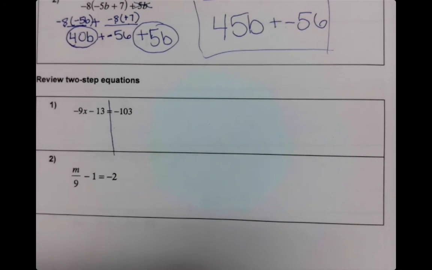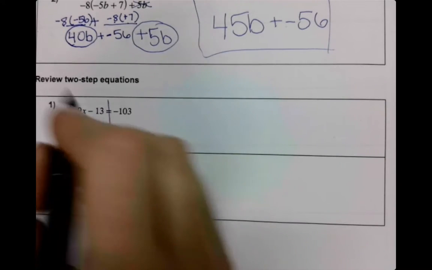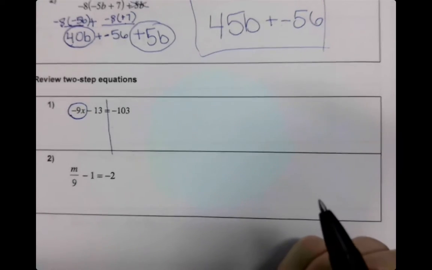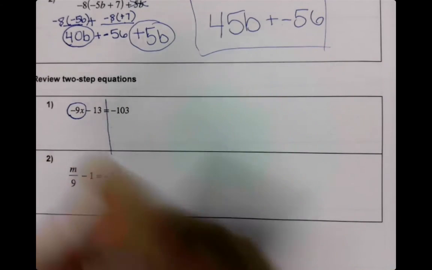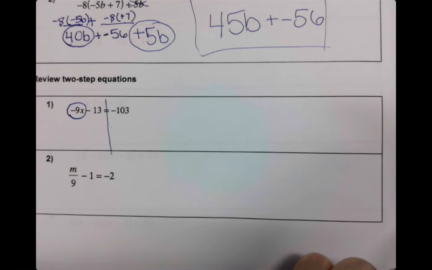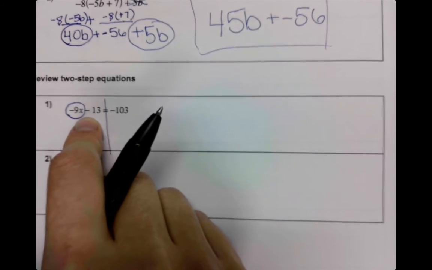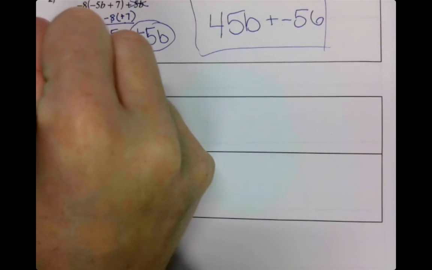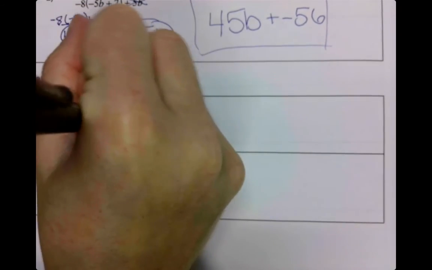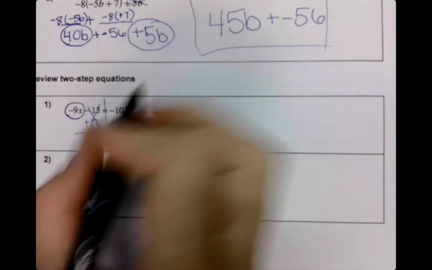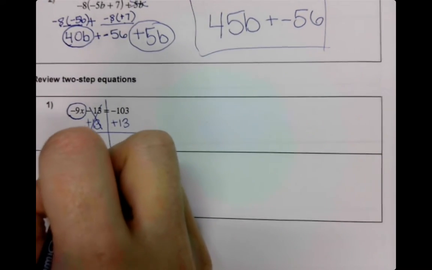So draw your barrier through your equal sign, right? Think about what you want to get alone, that negative 9x. So what am I moving? That minus 13. How do I move it? What's the opposite? Plus 13 here, plus 13 here. Negative 13 plus 13 cancels out, leaving me with negative 9x.